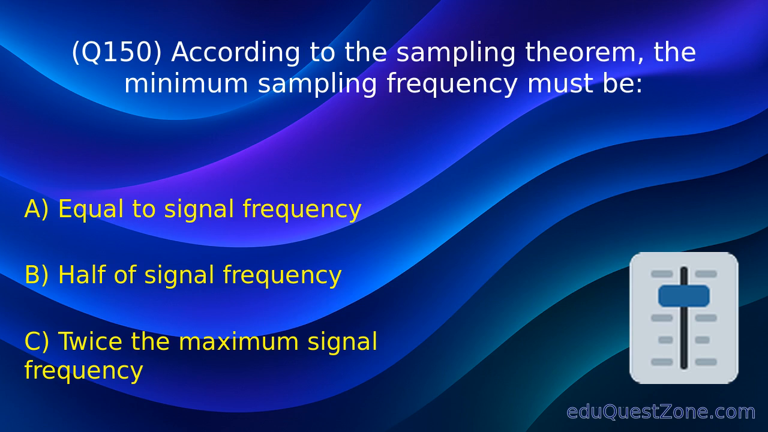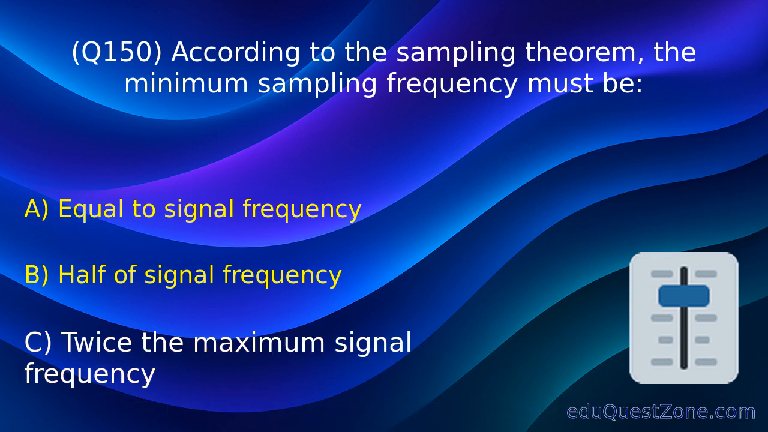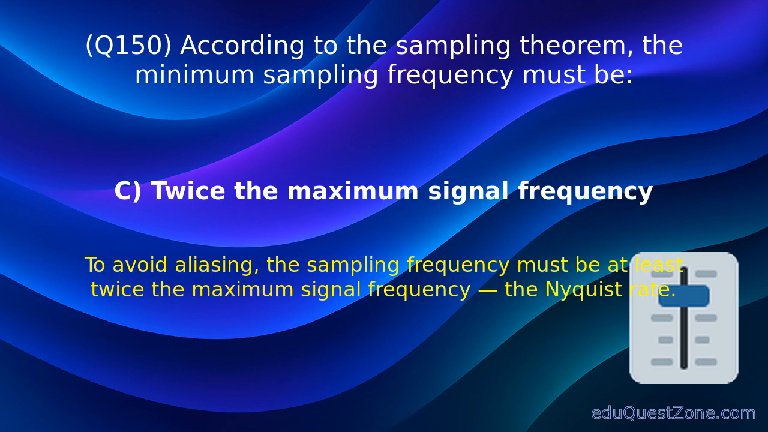Question 150. According to the sampling theorem, the minimum sampling frequency must be... Option C, twice the maximum signal frequency. Sampling frequency must be at least twice the maximum frequency of the signal.